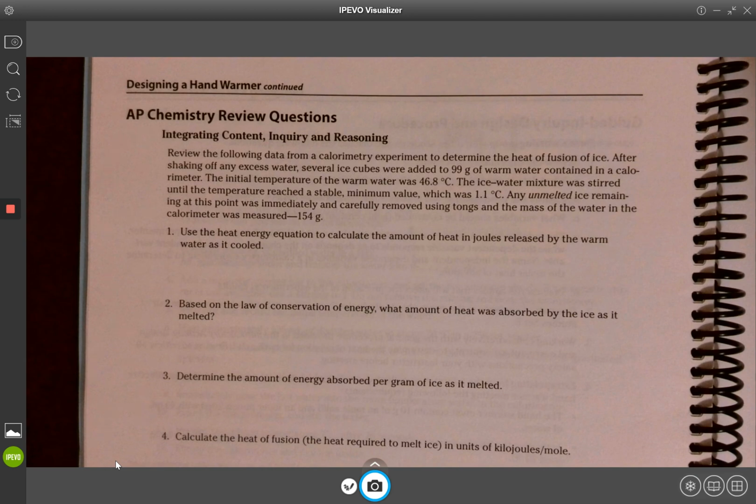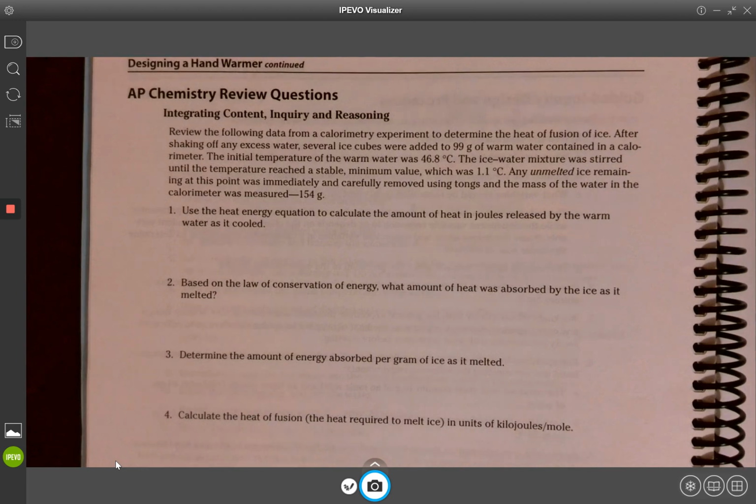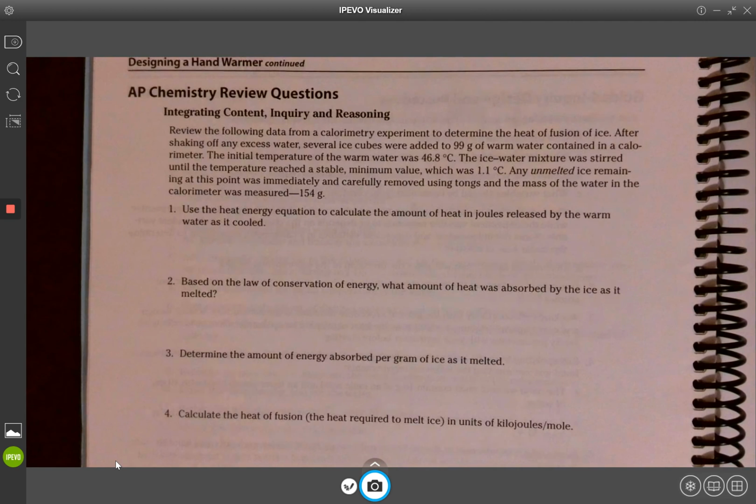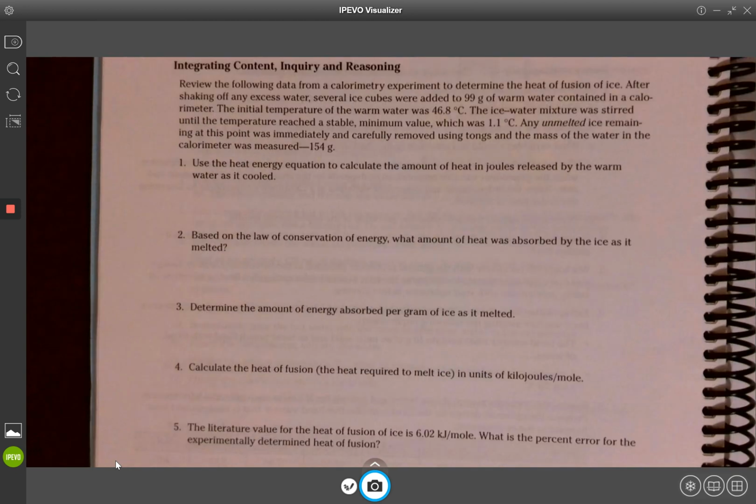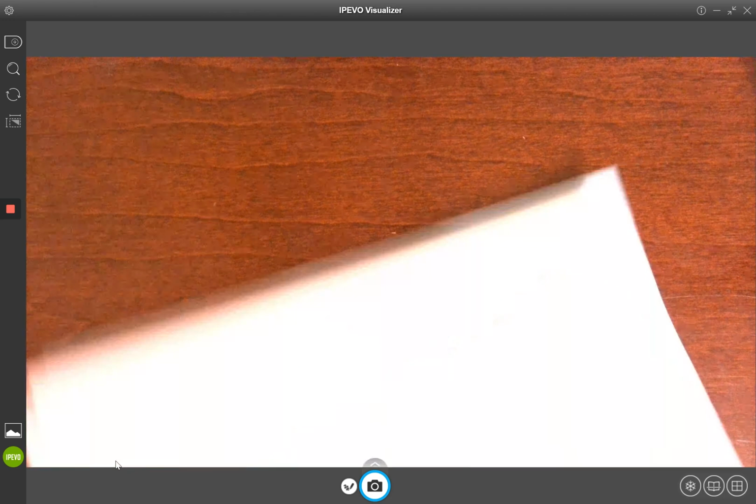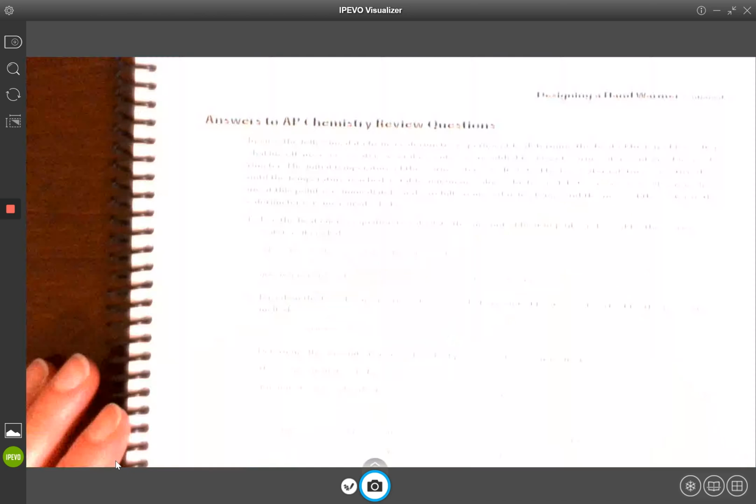So you're also finding the heat energy equation: calculate the amount of heat in joules released by the warm water as it was cooled. You're looking at the conservation of energy, turning the amount of energy absorbed per gram of ice melted, finding the heat of fusion, percent error, that goes on. So, a question like this, you have done a lab similar to it, but doing the opposite, making things colder instead of warmer, and working with ice kind of freaks people out sometimes. So let's look at how you do this.